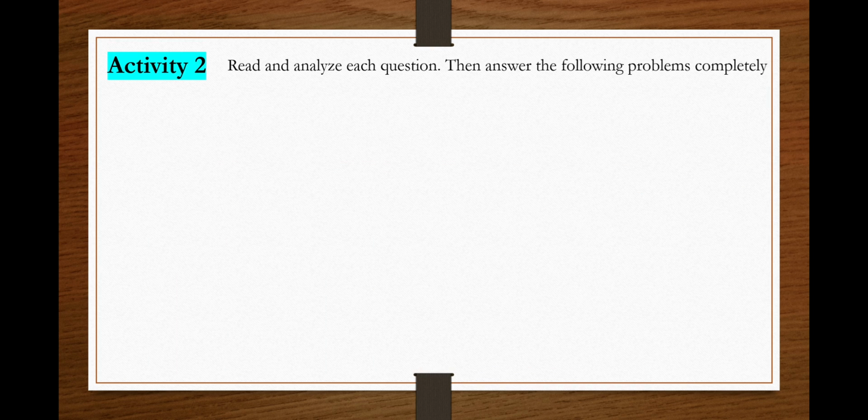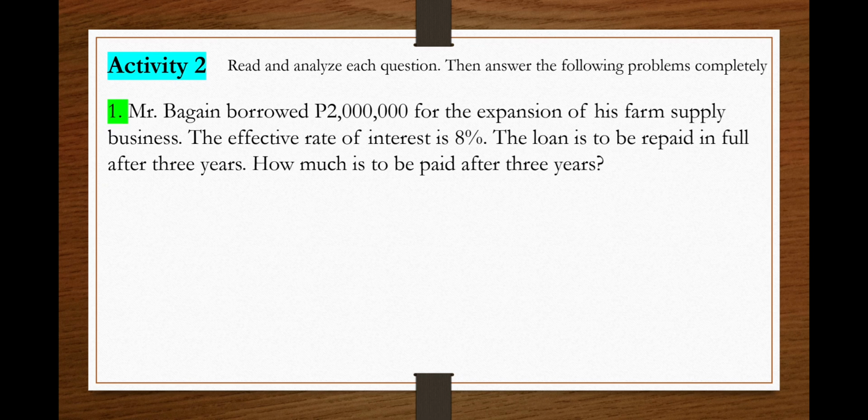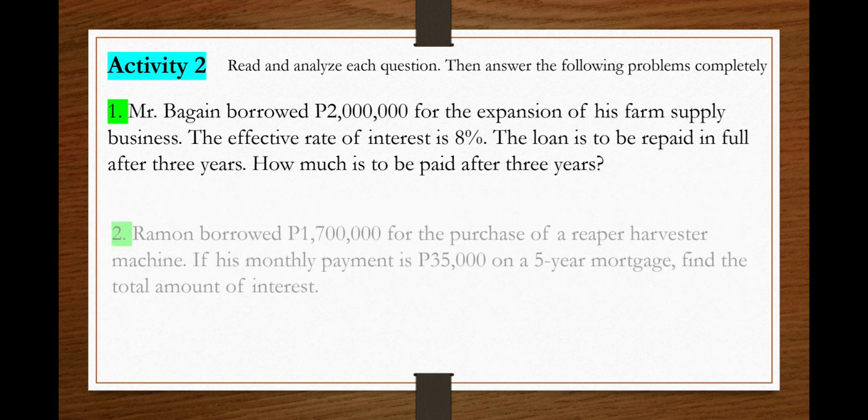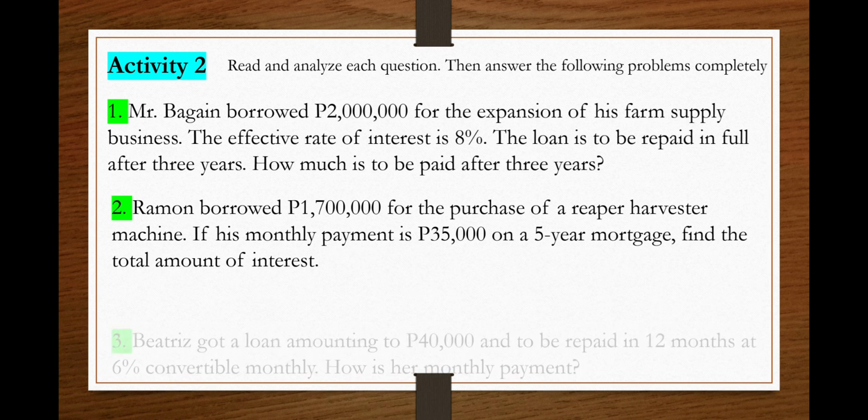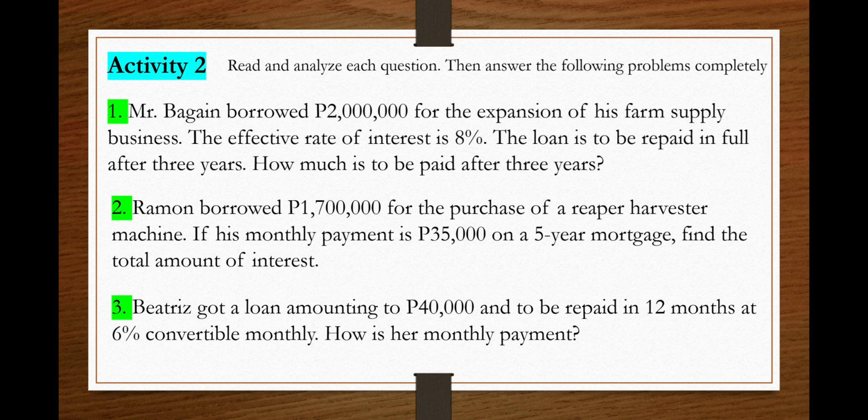And then for activity 2, read and analyze each question, then answer the following problems completely. So this is problem number 1, problem number 2, and problem number 3. So there are only 3 problems.